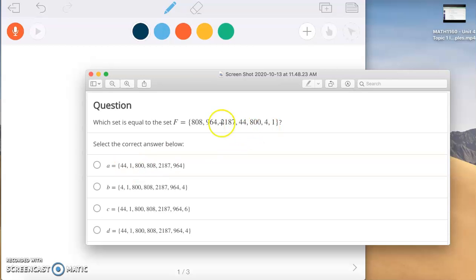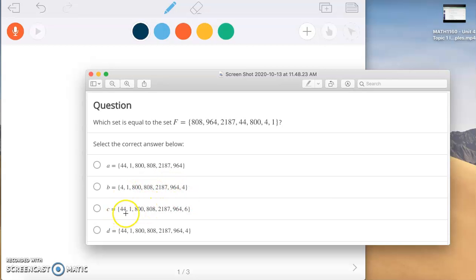I'm going to read them off in order because it helps me a little bit. 1, 4, 44, 808, 964. Well, and then we have 800 in there. I forgot that. So let's take a quick look. This first one, I already see that it does not include 4, so we know A is not the answer. Let's look at the set B here. We have 4 and 1, which is a good start, but we don't have 44, and it looks like 4 repeated itself. So B is not the right set.